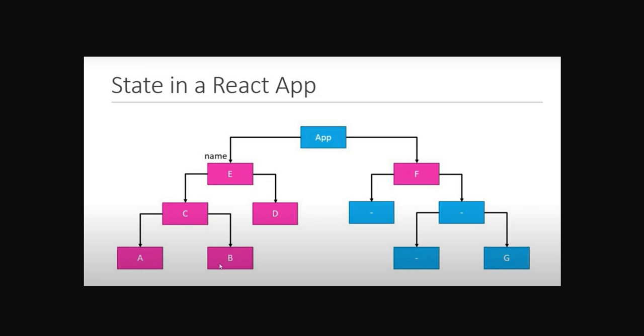Like for example, the name state which is required is created and maintained at A, if you want it at D, we have lifted the state up. In our example also, the text input which was managing the state, as we want it in the user form, we have lifted the state up there.